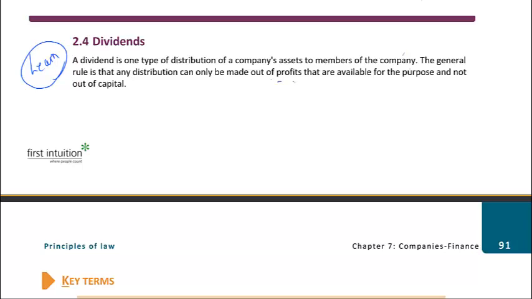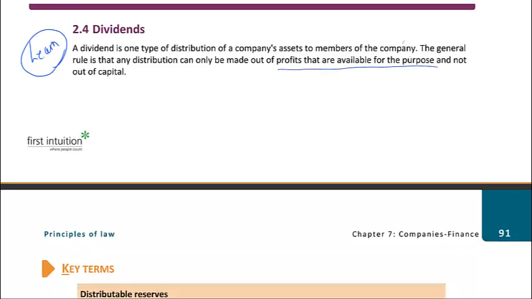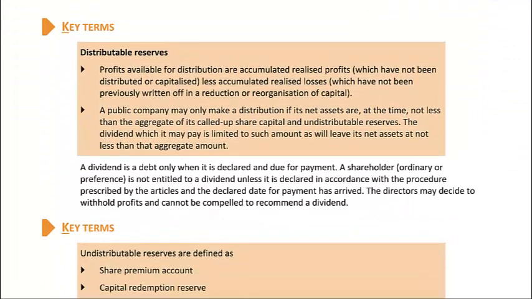Now, the general rule, distribution can only be made out of profits available for the purpose. And what we mean there is distributable reserves. So here's a definition of distributable reserves. Again, you need to learn this one. So these are accumulated realised profits less accumulated realised losses that haven't been used before. So basically, if you've accumulated your profits, you also accumulate your losses, you net the two off year on year. And as long as you've got a positive balance there, you can use that to pay a dividend. Once you've paid a dividend, you have to take that out of the cumulative total. You can't use it again.